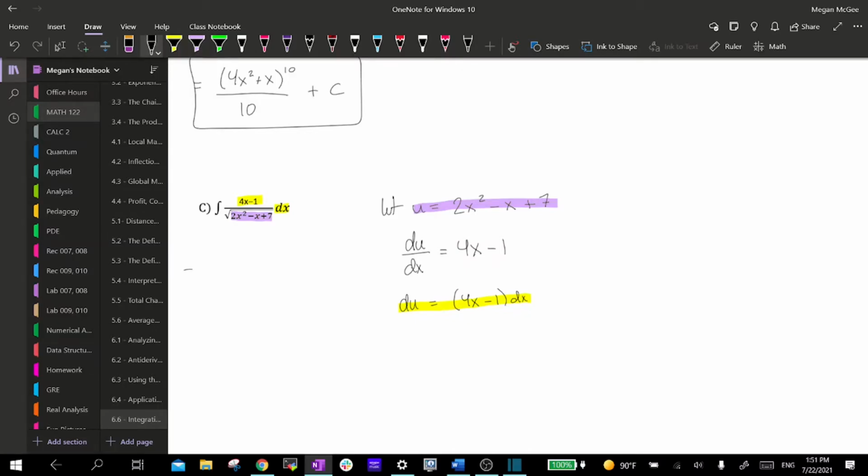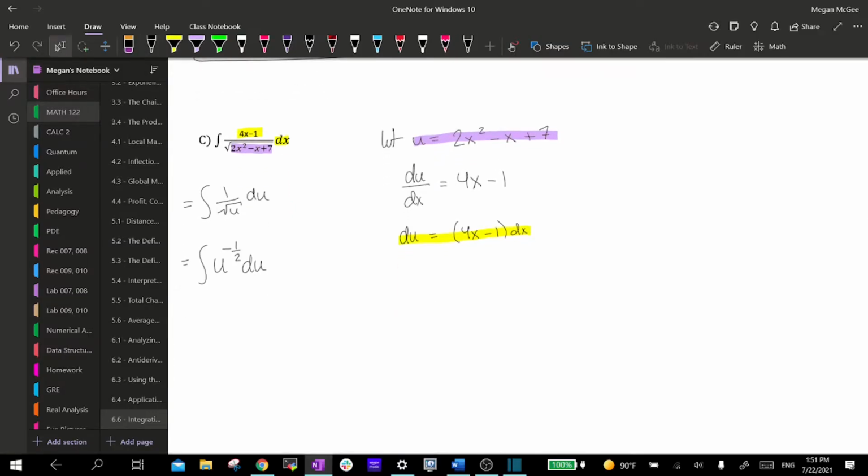Okay, so our integral simplifies down to 1 over the square root of u du. So let's go ahead and rewrite the inside of our integral. First, I want to write our exponent as 1/2. So we have the square root, I want to write it as 1/2. And then I'd like to bring it up to the numerator. So I'm going to have u to the negative 1/2 du.